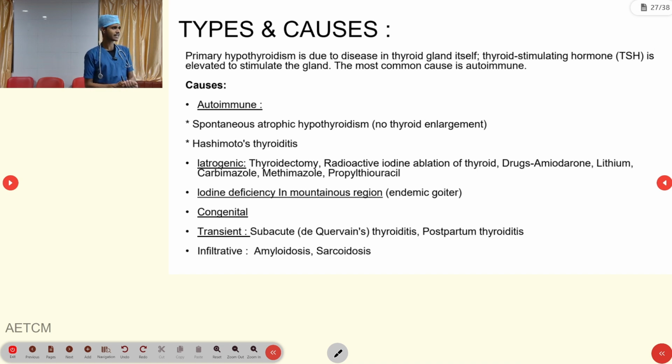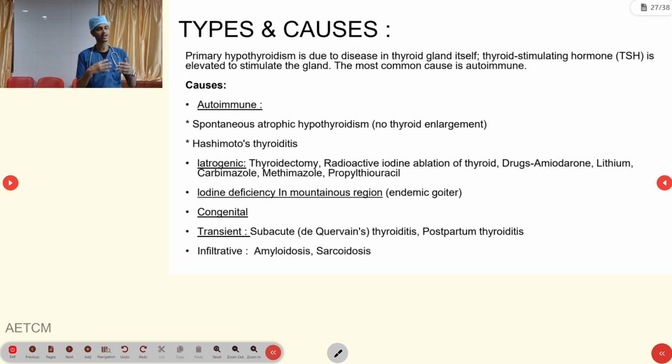Conditions like Hashimoto's thyroiditis, which is an autoimmune disease, and iodine deficiency. Iodine you should remember is one of the major important elements that plays a role in the synthesis of thyroid hormone.